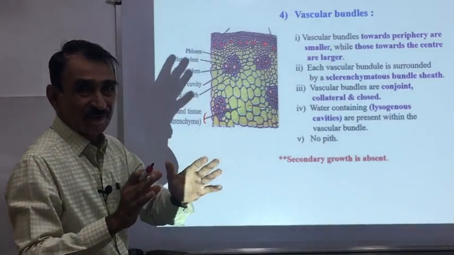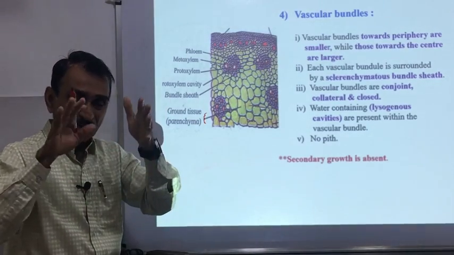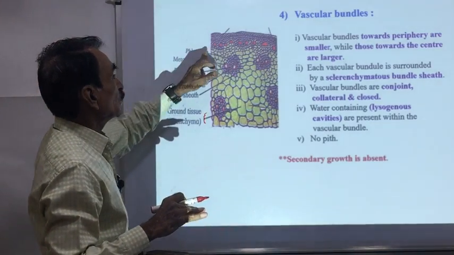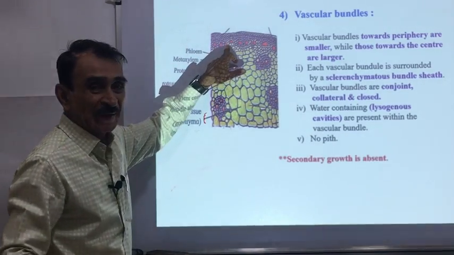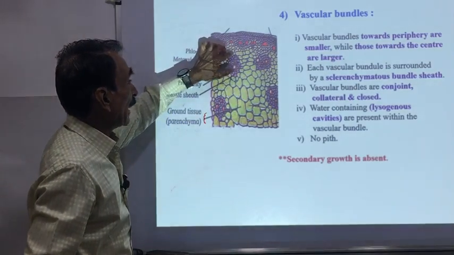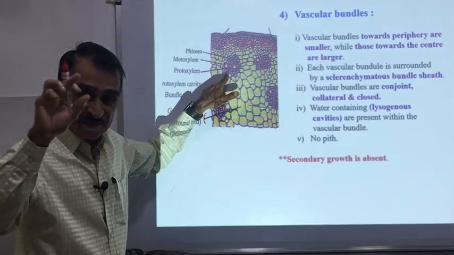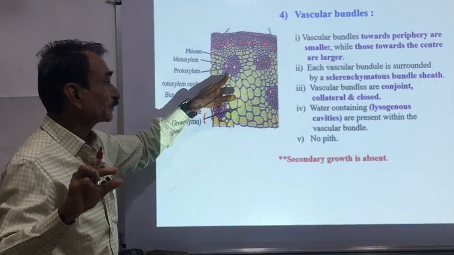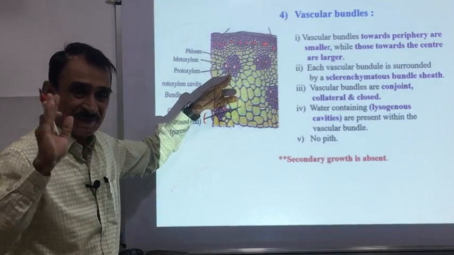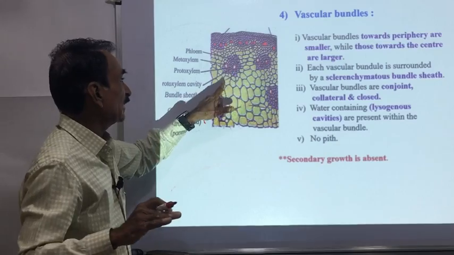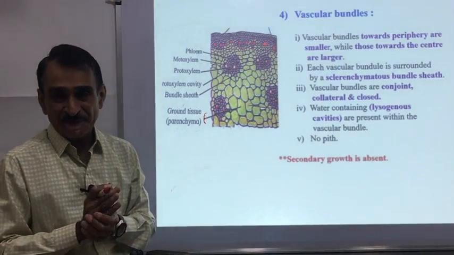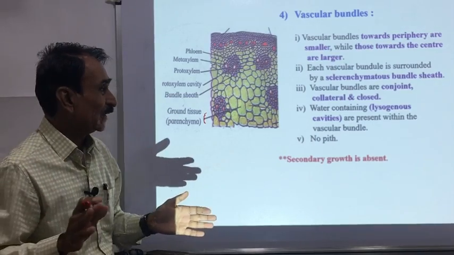Here there is no pith because the vascular bundles are spread or suspended in the ground tissue. So these vascular bundles toward the periphery are smaller, toward the center are larger. Around each vascular bundle there is a sclerenchymatous bundle sheath. These vascular bundles are conjoint, xylem and phloem on the same radius, collateral and closed, means between the xylem and phloem there is no cambium. As there is no cambium, there is no secondary growth.